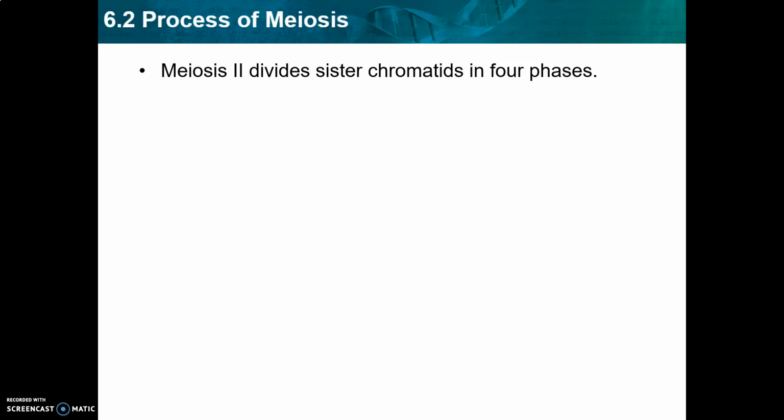Now let's talk about the steps of meiosis 2. Big picture for meiosis 2: we are dividing sister chromatids. Again, 4 phases: prophase, metaphase, anaphase, telophase. Now we're going to put a 2 after each name.